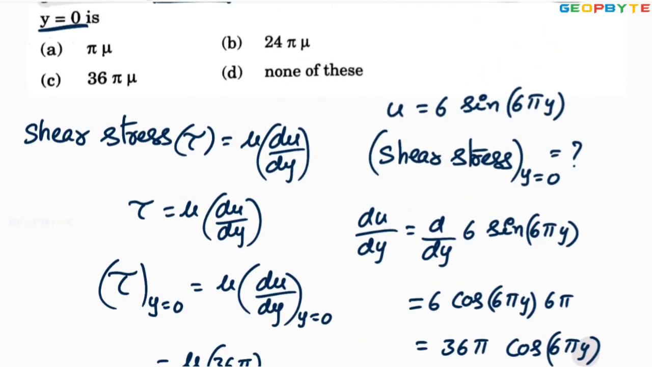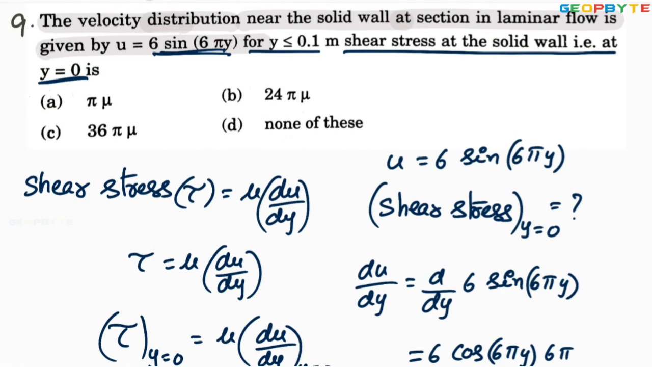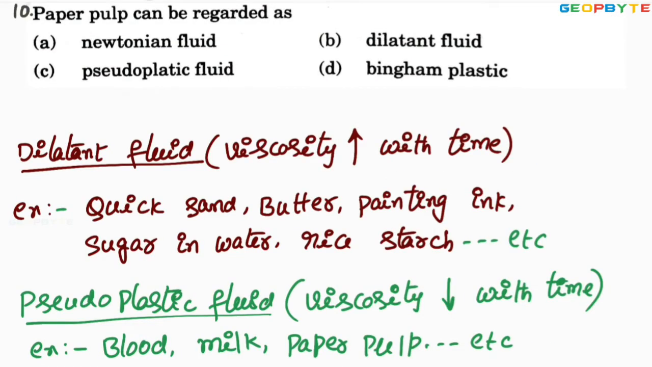Let us go for the options. Look at option C, 36 pi mu. Therefore, option C is absolutely correct. I hope you got my point. Let us take one more problem. Look at the 10th problem.